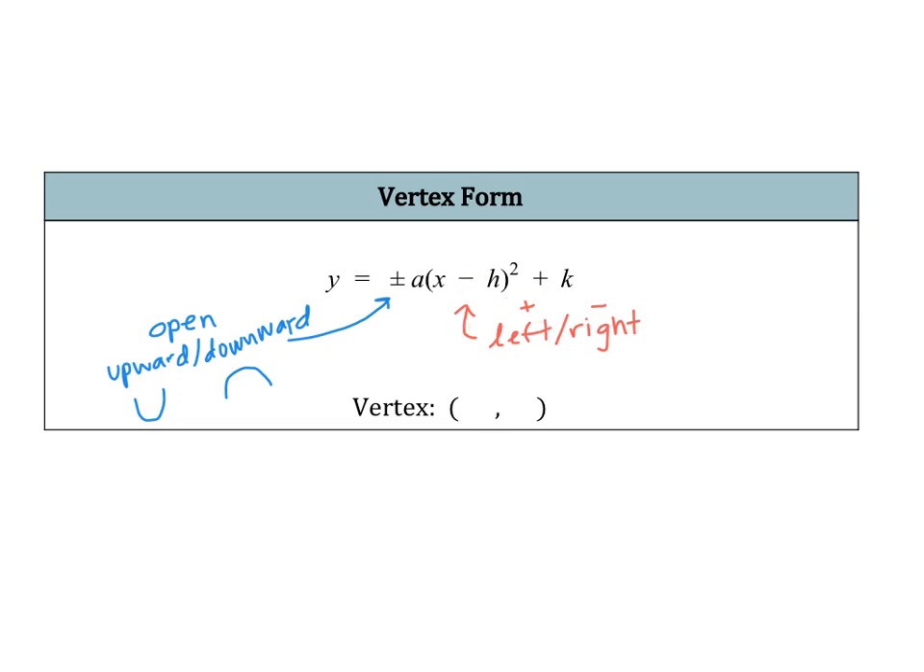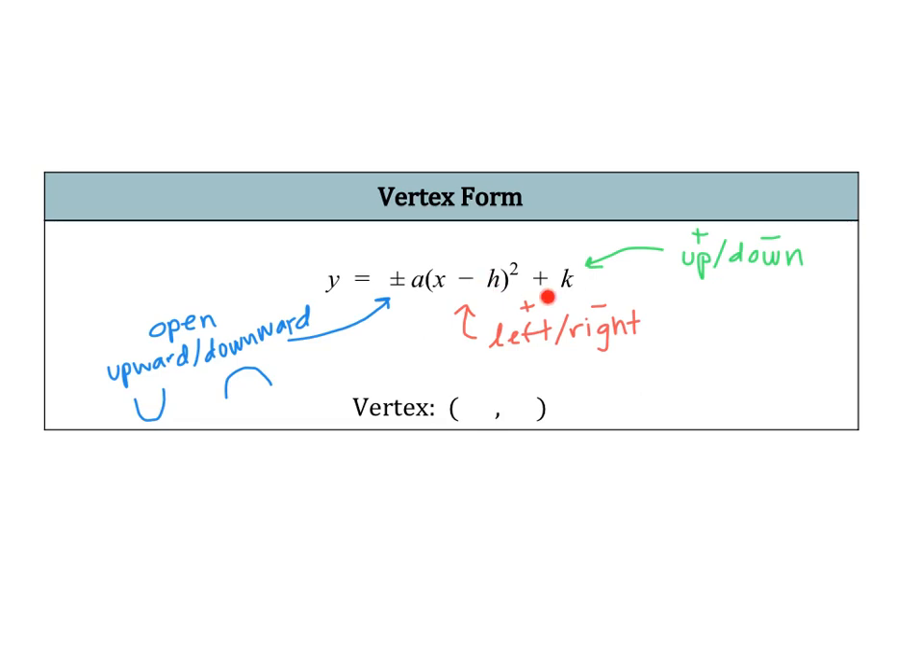Now this last number at the end, this plus k, notice it's outside of the parentheses. This number will tell you how much to move up or down. So if the number is positive, we go up, and if it's negative, we go down.